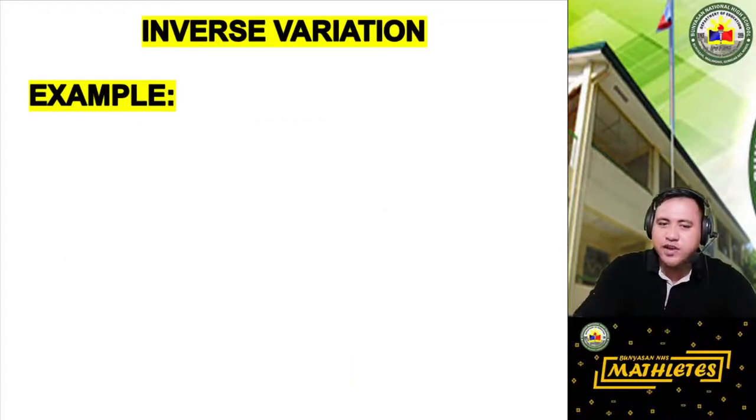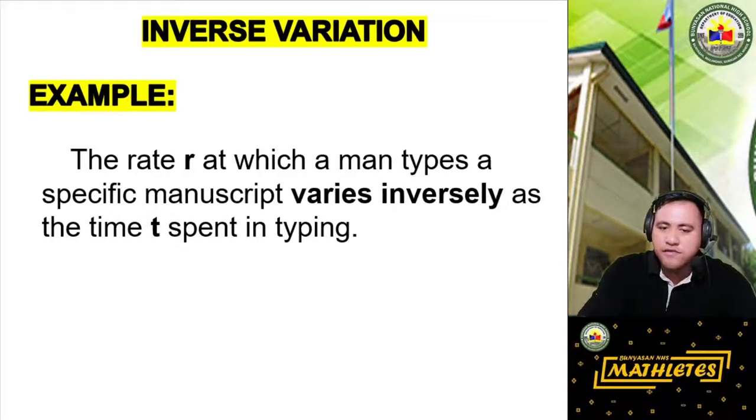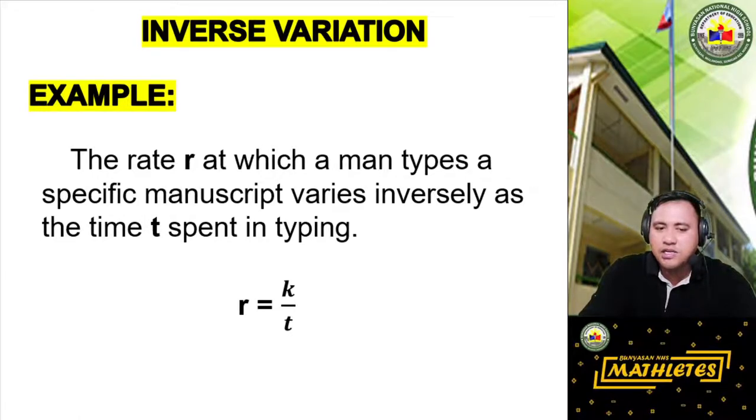So, inverse variation. Example: the rate R at which a man types a specific manuscript varies inversely as the time T spent in typing. This is what we use in inverse variation: varies inversely. There is the word inversely. We have R is equal to k over T. R is equal to k over T.